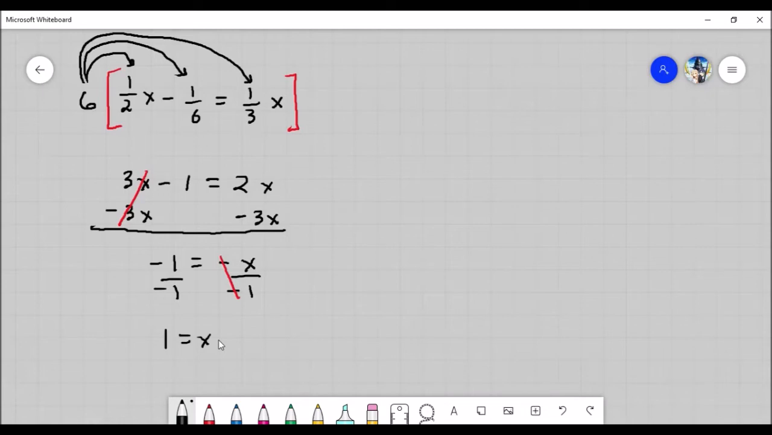And to check to see if it is correct, you can take that solution, x equals 1, and plug it back in to the original equation to see if the statement holds together. If it does, that means we did it right. If it doesn't, that means we made a mistake somewhere. So we have to go back and see what that mistake is. So I'll leave that to you guys, and we're going to move on to the next problem.